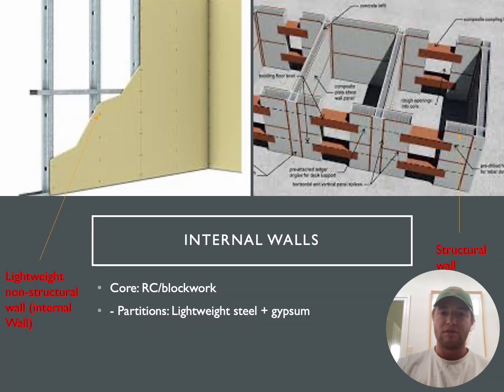Internal walls vary in type. Core areas like stairwells and lift shafts use reinforced concrete or blockwork for strength and fire safety. Meanwhile, lightweight steel-framed walls with plasterboard are used for partitions. These systems are quick to install and allow flexible space planning.